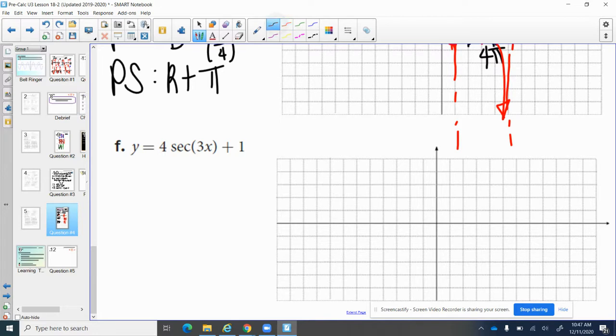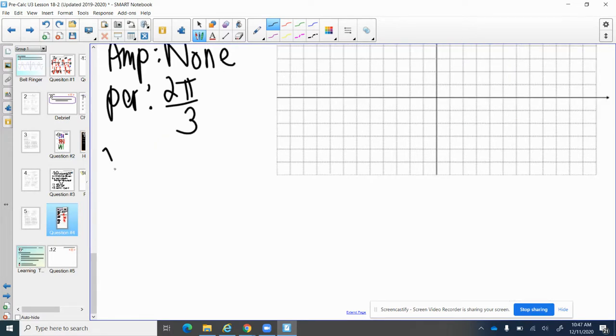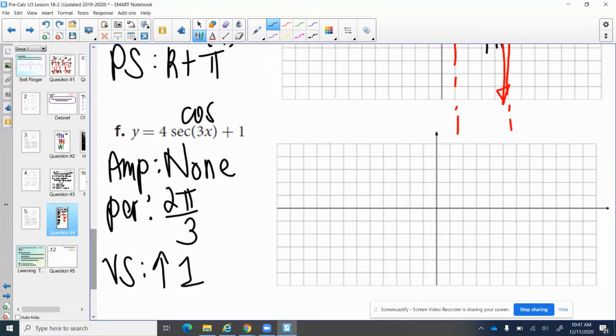Last but not least, when we talk about secant, again, in the back of your brain, you should be thinking a little bit about cosine. Amplitude, again, is officially for secant none, although the 4 is going to come in handy when we have to stretch our graph. The period is 2 pi over b, so 2 pi over 3, which is kind of an ugly period. And we have a vertical shift up 1 unit. So mark that we're moving up 1 unit. And this time, we need to repeat by 2 pi over 3.